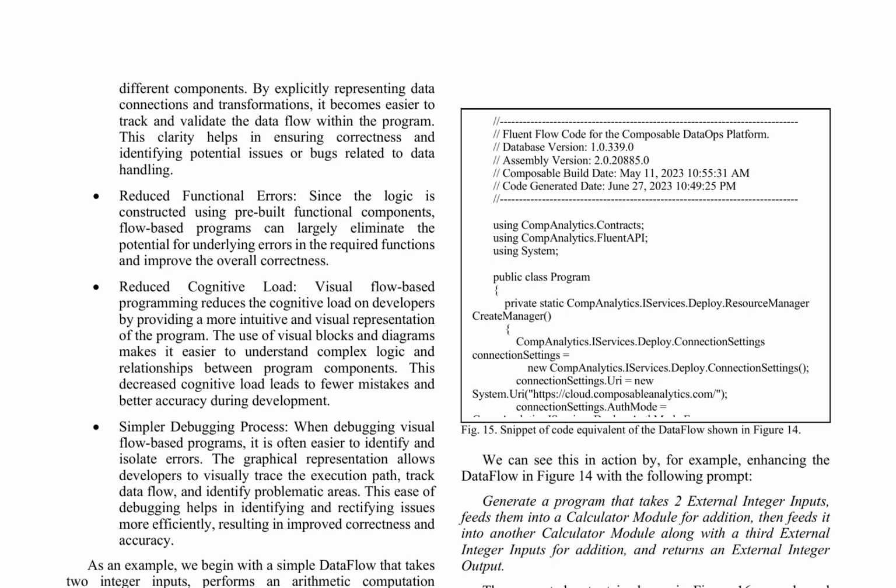Visual flow-based programming offers several benefits, including explicit representation of data connections and transformations. This clarity ensures correctness, identifies potential issues or bugs related to data handling, and reduces the potential for underlying errors in required functions. The intuitive and visual representation of the program also reduces cognitive load on developers, making it easier to understand complex logic and relationships between program components. This leads to fewer mistakes and better accuracy during development.